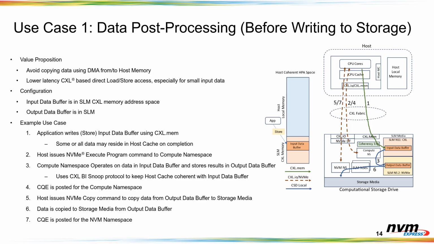We wrote the data to the input data buffer, performed a manipulation on it, and then ultimately wrote it out to the persistent media. And by writing to the input data buffer using cxl.mem, we obviously bypass the host. Instead of first having to write to host memory and then DMA from host memory to the device memory, we went directly to the device and stored it there, which of course saved a step.